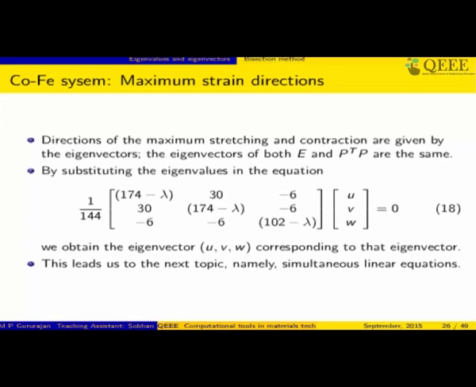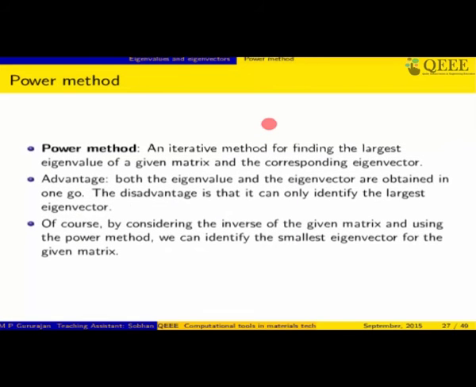Okay. So there is a method called the power method. So let us discuss. We'll come back to simultaneous linear equations, so we will do a session on that. Power method is an iterative method. The disadvantage is that it can only tell you the largest eigenvalue of a given matrix. But the advantage is that it will also give you the corresponding eigenvector directly. So you don't need to solve a separate equation, and it's an iterative procedure.